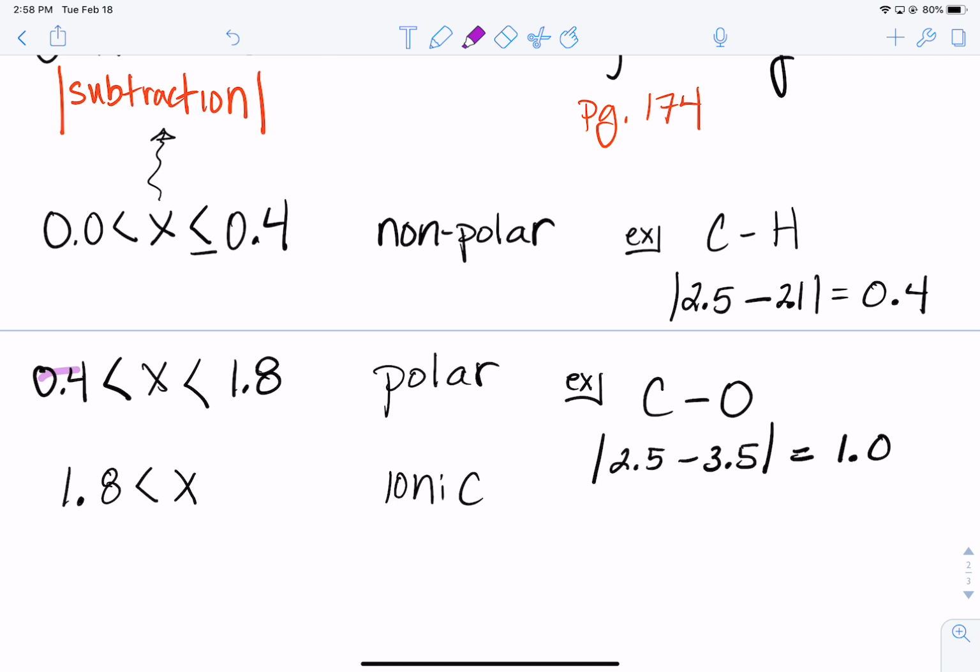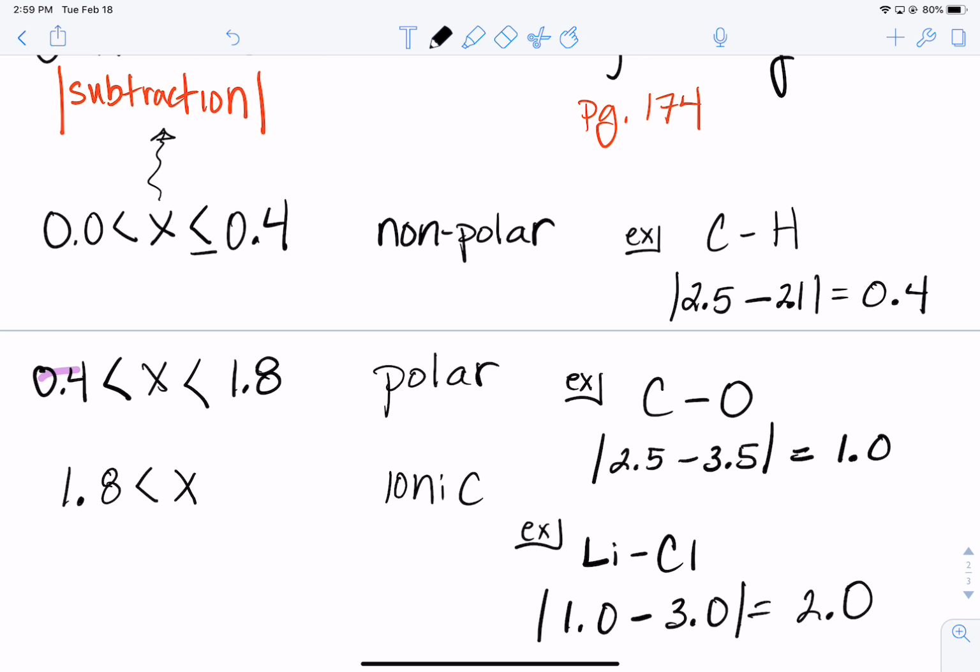If I were to take something like, how about lithium and chlorine? What's lithium? I don't know. Who's got their book open there? Lithium. Yep. What's lithium? 1.0. What's chlorine? 3.0? Okay. I take the difference. That's 2.0. All right. That's an ionic bond. But I could have told you that anyways. Why? Because ionic bonds are between metals, lithium, and nonmetals, chlorine. And remember, why is this? Chlorine is assigned 3.0. It really, really wants an electron super bad. So it's got a high electronegativity, and lithium has a low one, so it just gives it away. And that's the nature of ionic bonds.